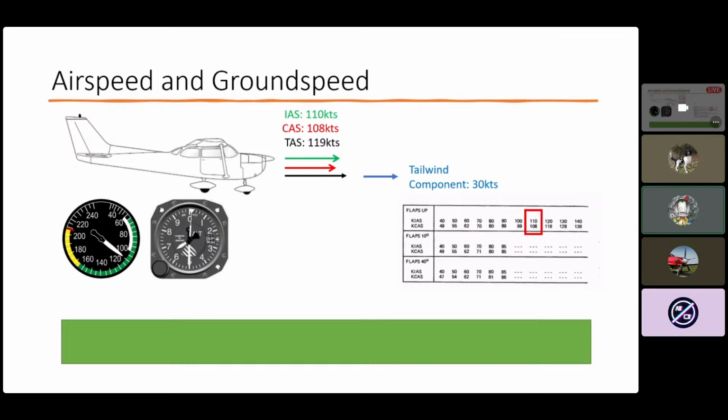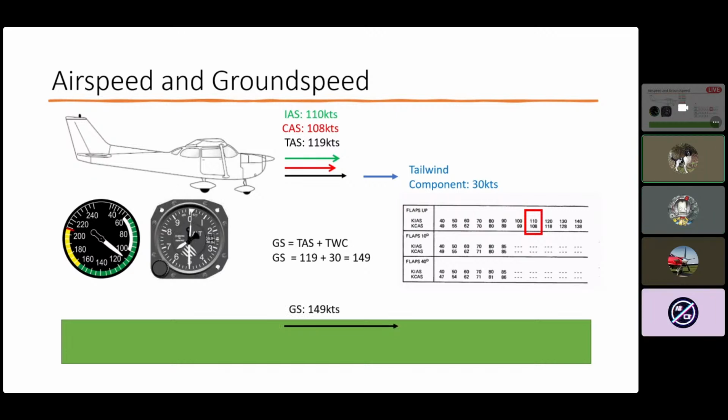Thirty knots. I think there's a function in the calculator to do it, but if you know the component and you know your true airspeed, then ground speed is TAS plus tailwind component. Because we're with the wind, so we add it this time. So ground speed's 149. We're going 149 knots across the ground, even though we're showing 110 in the cockpit.